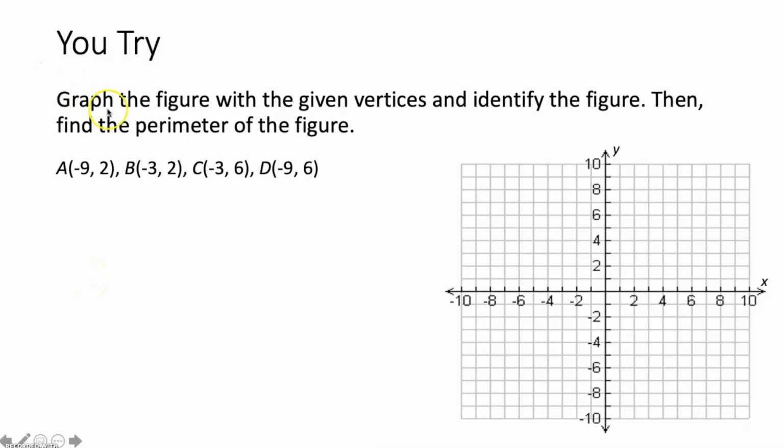Okay, doing the same thing here. First, we want to graph the figure. So let's plot each point. Point A is at -9, 2. So we go over -9 on the x-axis, up 2 on the y-axis, put a point. Point B is at -3, 2. So we go over -3 on the x-axis, up 2 on the y-axis, put a point.